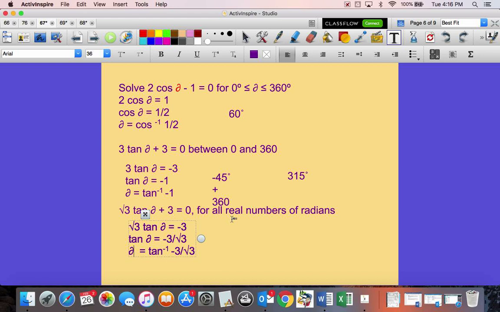All right, well, that is a problem first of all, because it says for all real numbers of radians. Well, it's 60 degrees, so what do we have to do? We have to take this 60 and multiply it by pi over 180.